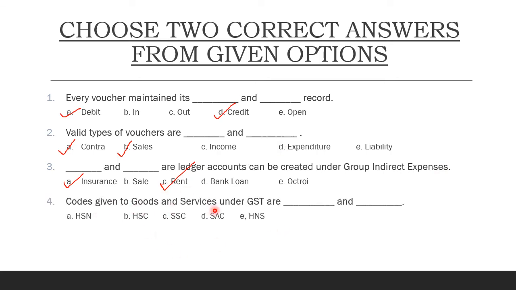Codes given to goods and services under GST are dash and dash. So the codes which we give for goods and services, under GST. What are they? They are HSN and what is the other option? Yes, HSN, and the other option is SAC. Now what is the full form of HSN? If you remember, it is Harmonized System Nomenclature. And what does SAC stand for? Services Accounting Code, right? So these two are the codes given to goods and services under GST.